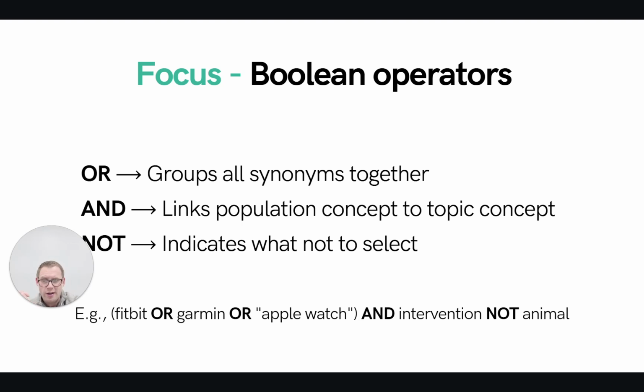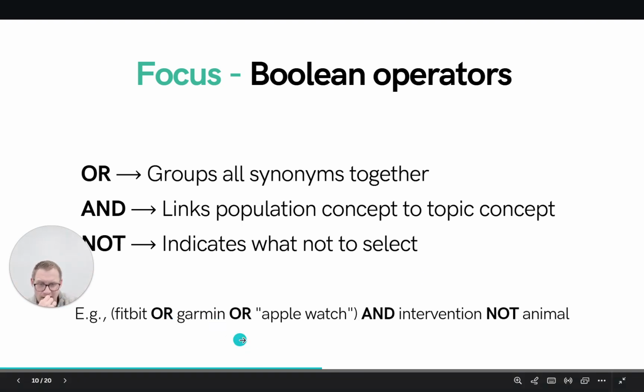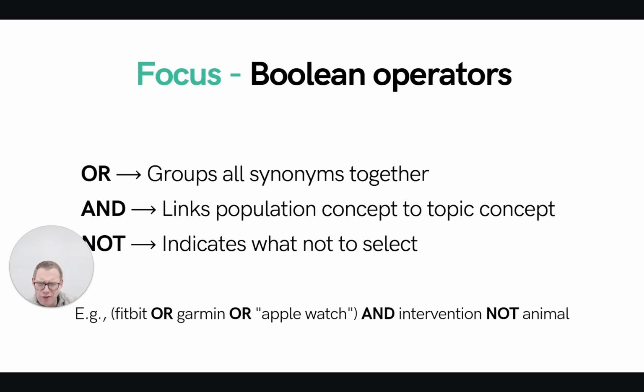So if I want to collect systematic reviews, and then do a study on trade or something like that, you'd have trade AND systematic review. And NOT indicates, of course, what not to select. Here's the example I provided: Fitbit OR Garmin OR Apple Watch, same category. You'll notice you don't want Apple, you want Apple Watch, so that's in quotes. And intervention associated with those, but NOT animal trials. It seems pretty straightforward, but when you have 20 different line items for your search strategy steps, it gets a little complicated.